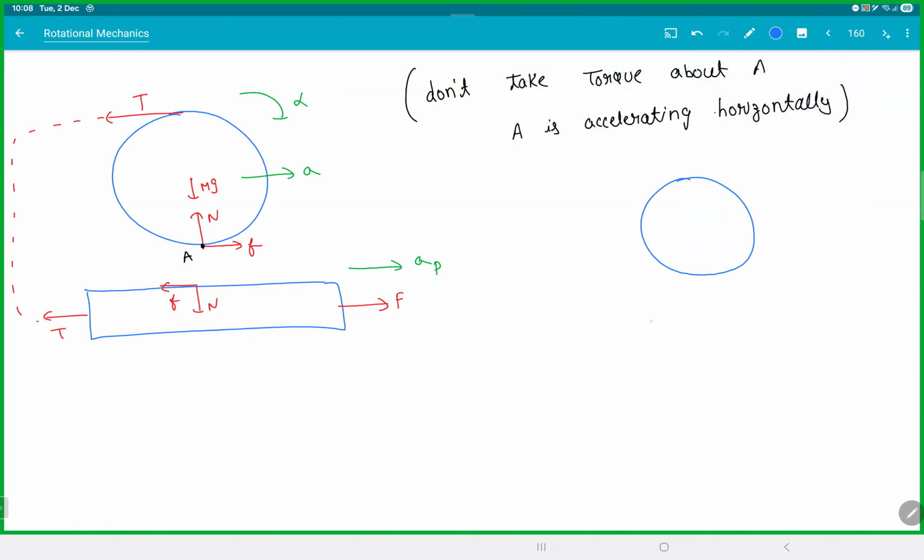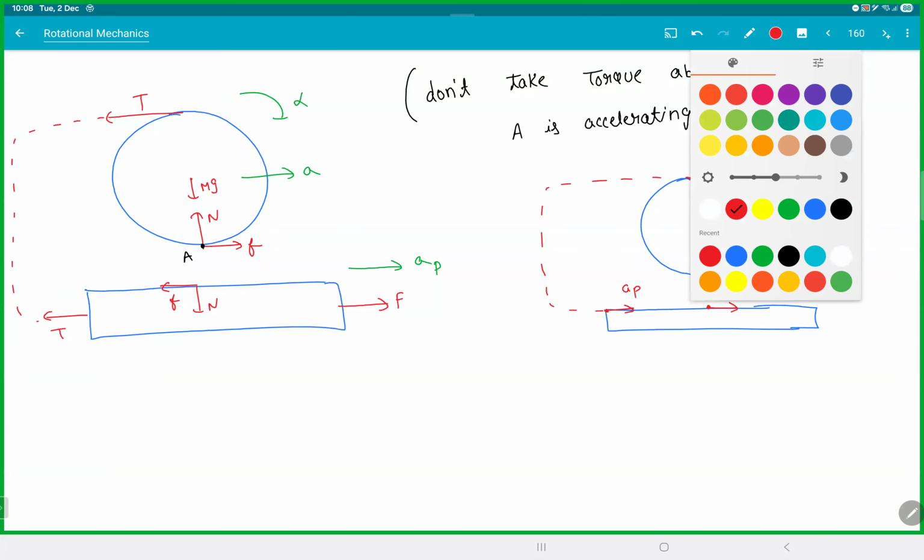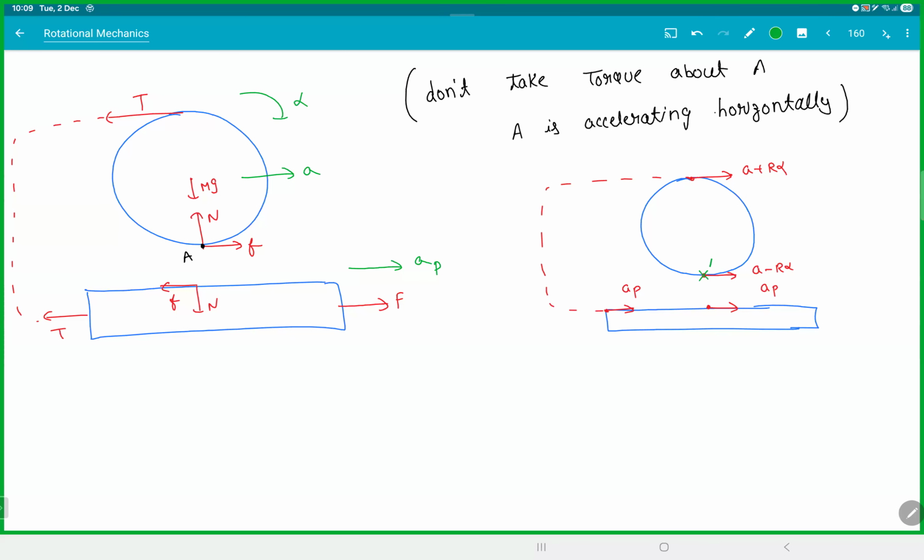Next thing, no slipping condition. Now this is important. Listen, there are two things here. One is a no slipping condition. One is a string constraint. This point here is going with acceleration of the plank. This point here is going with a minus R alpha. This point here is going with a plus R alpha. And this point is also going with AP. So acceleration of A must be equal to acceleration of the plank. So A minus R alpha is equal to AP. This is your no slipping condition.